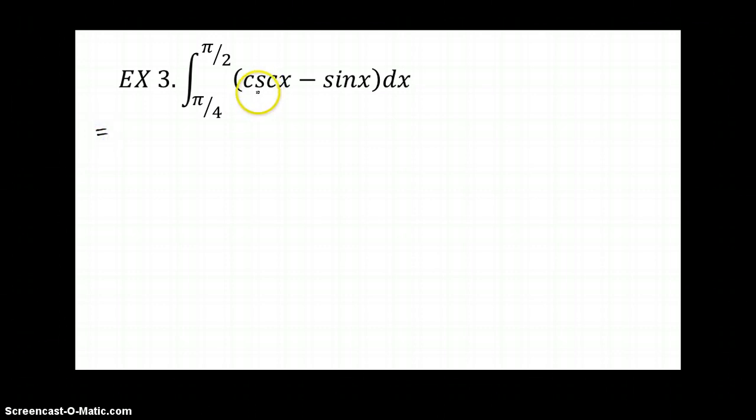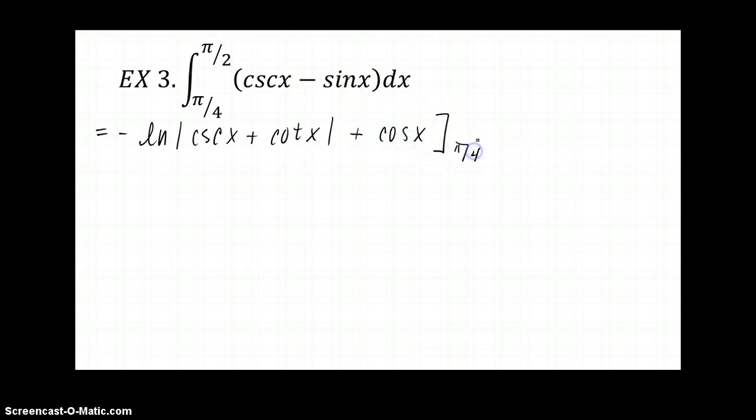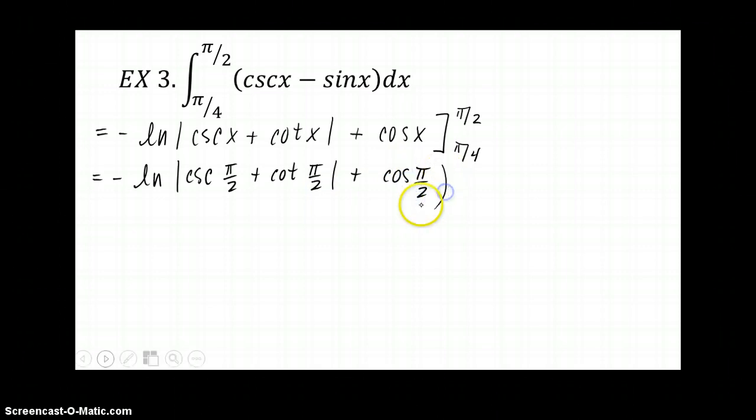The antiderivative of cosecant of x is negative ln absolute value cosecant of x plus cotangent of x, minus the antiderivative of sine, which is negative cosine of x. We evaluate that from pi over 4 to pi over 2. So negative ln absolute value cosecant of pi over 2 plus cotangent of pi over 2 plus cosine of pi over 2. Alright, so this is just plugging pi over 2 into the entire function. We'll do this in pieces.